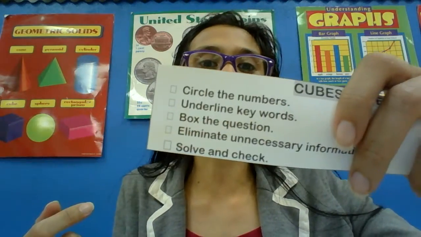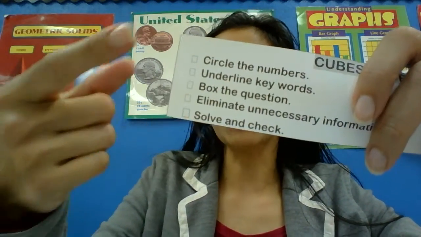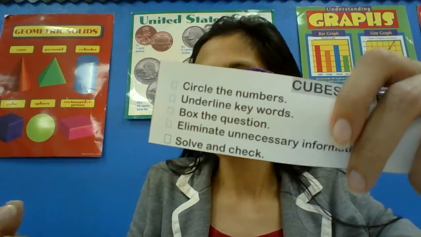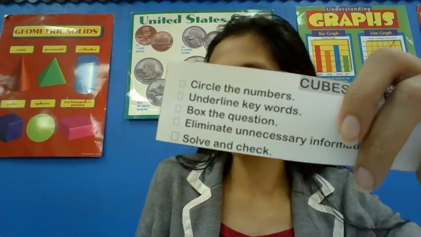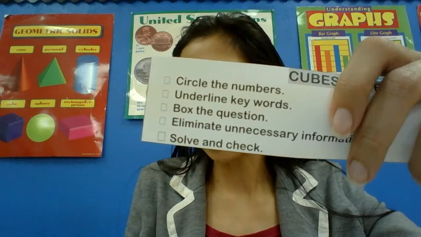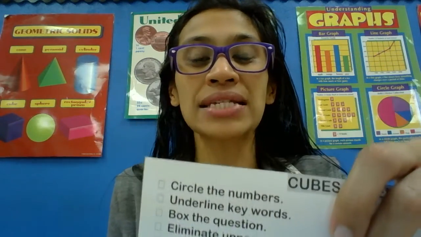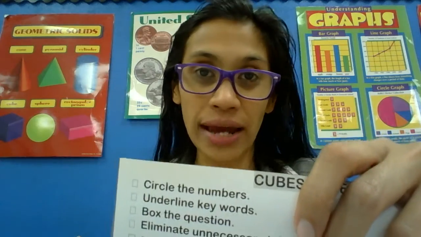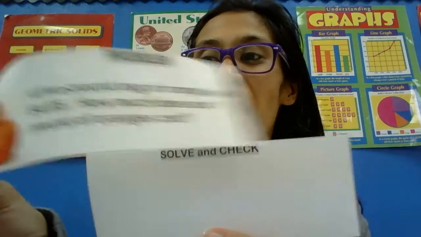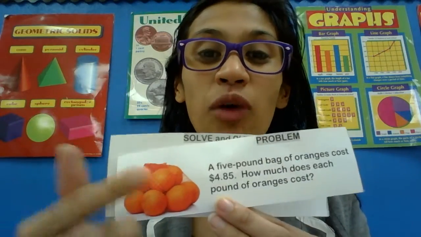C step, circle the numbers. U step, underline the key words. Then the next step, B step, box the question. E step, eliminate unnecessary information. And the last step, the S step, solve and check. Okay? So let's think about that. Bam, in our solve and check box. So if we have a 5-pound bag and we need to split it up into 1 pound, 1 pound, 1 pound, 1 pound, 1 pound, what operation will we do?